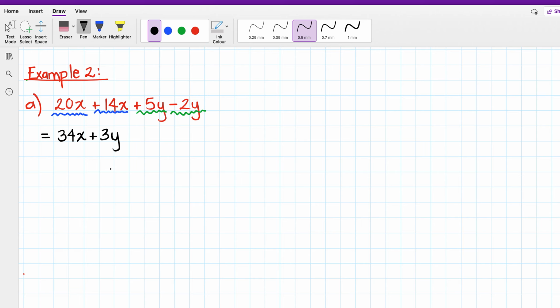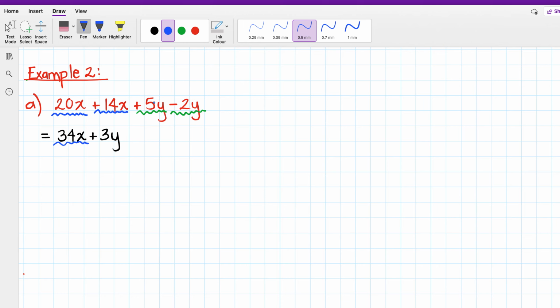Now, notice two things that I did here. First, I only combined the blue ones, and that's what is giving me the 34x. So that's giving me this part here. But I couldn't collect them with the ones that I have here in green, because that's a different term. These blue ones and these green ones are not like terms. That's why I cannot put this together. So I only put the blue ones together, and that gives me the 34x. And then the green ones give me the 3y.